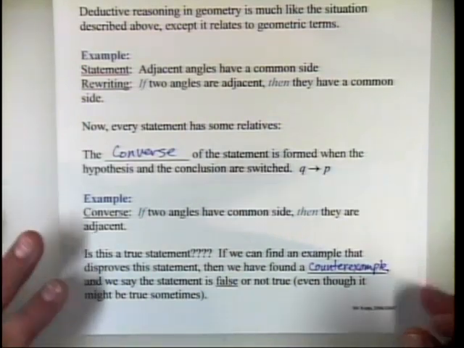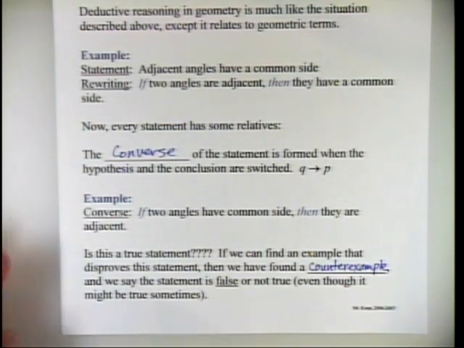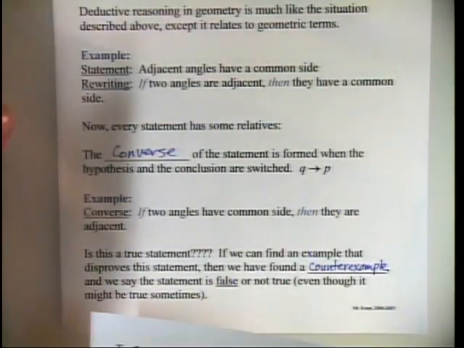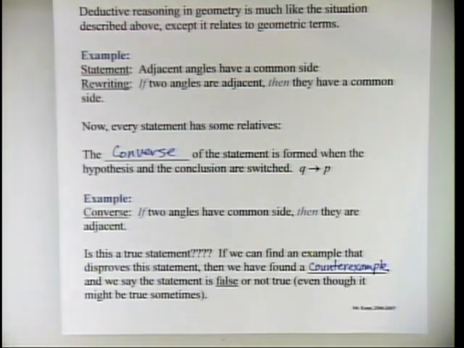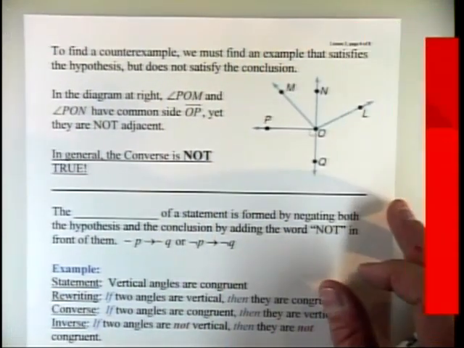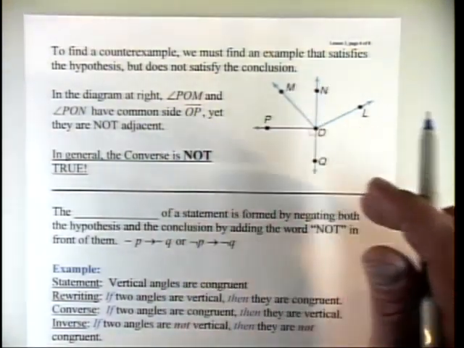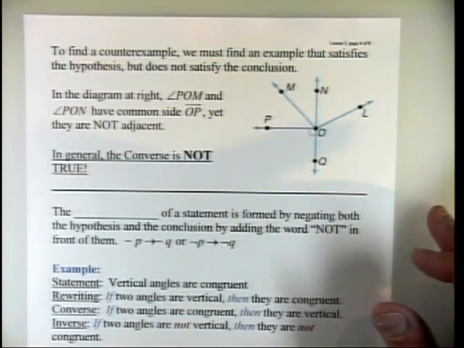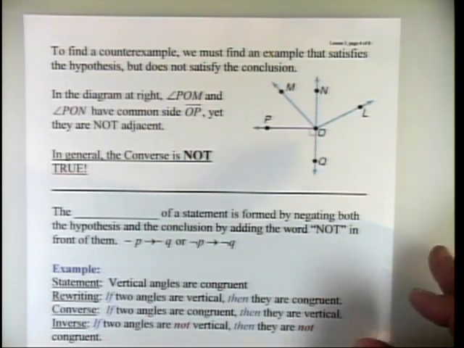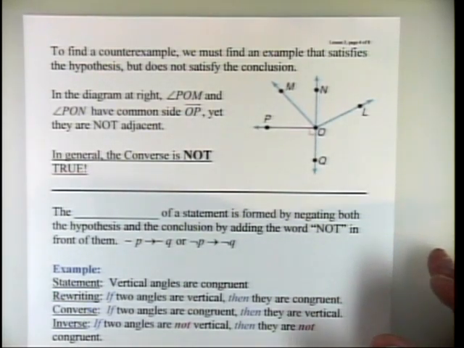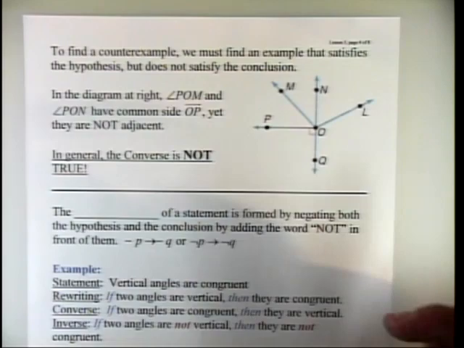It's not true, even though it might be true sometimes. In mathematics, if it's not true all the time, we say in general that it's false. Okay? Now, what would finding a counterexample involve in this case? Well, we were saying if two angles have a common side, then they have to be adjacent. So we have to find something that satisfies the hypothesis, namely two angles have a common side, but it doesn't satisfy the conclusion. So let's look at the diagram here at the right.